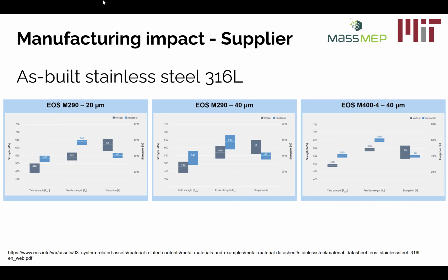So if we just take the yield strength, which is the first one, we can see that not just the average of the yield strength changes depending on the printer, depending on the printing parameters, but also the standard deviation changes. This can be extremely relevant, especially if you work with parts that require certifications. So it's very important to consider.